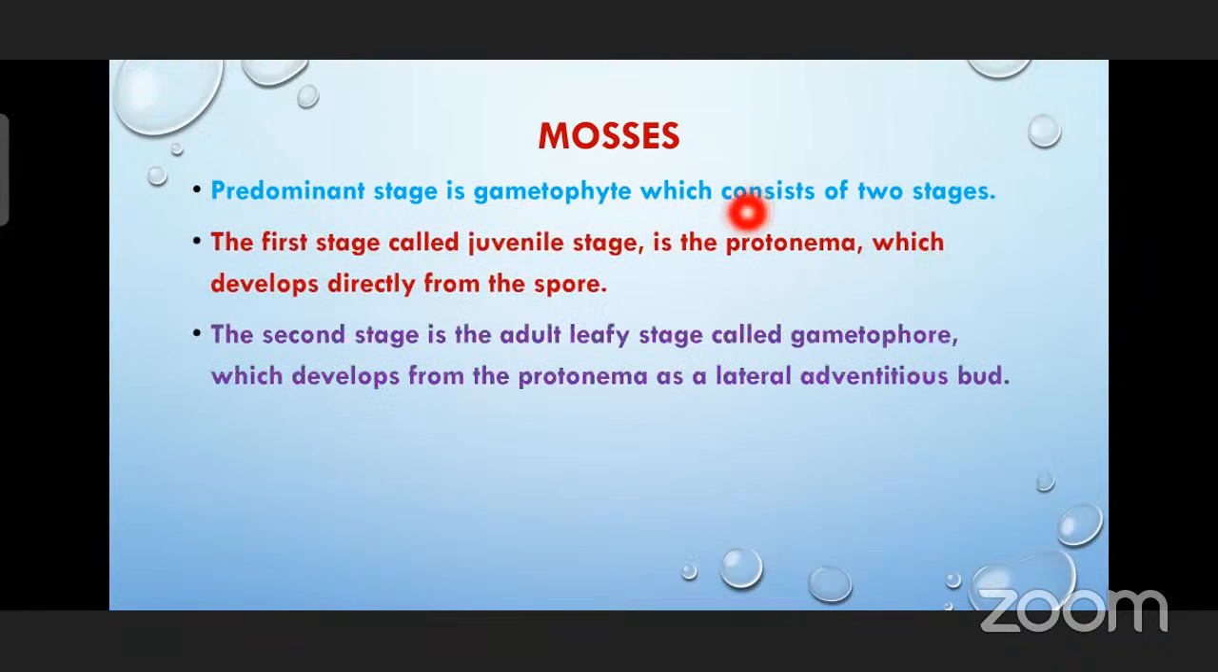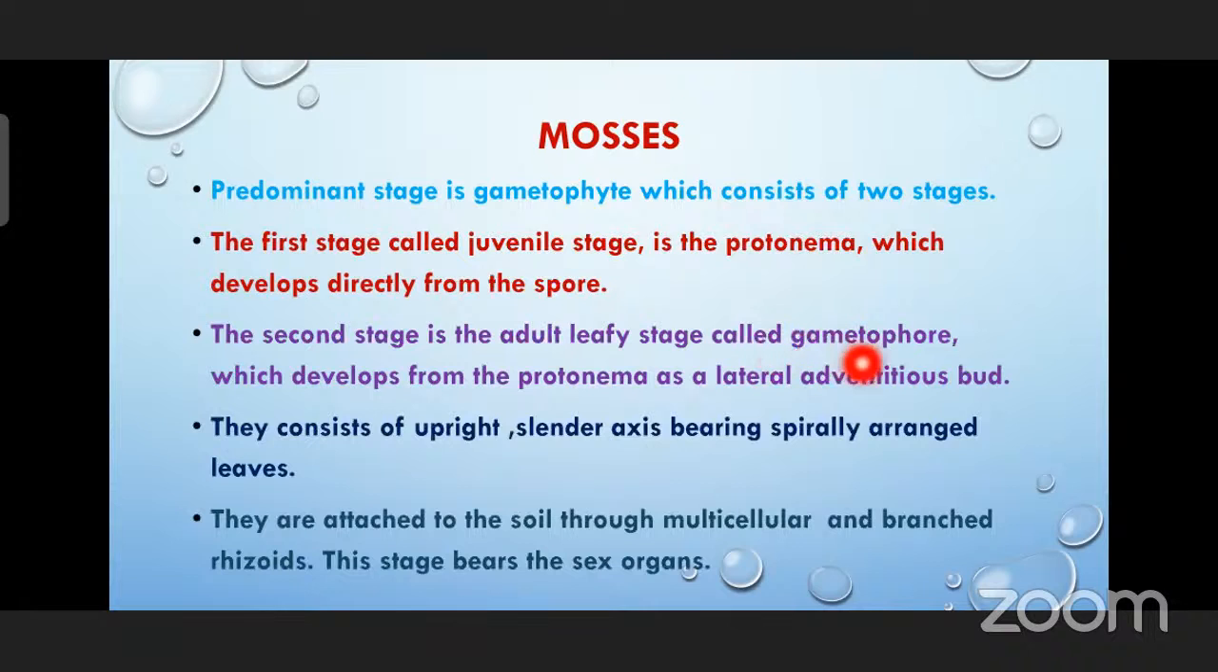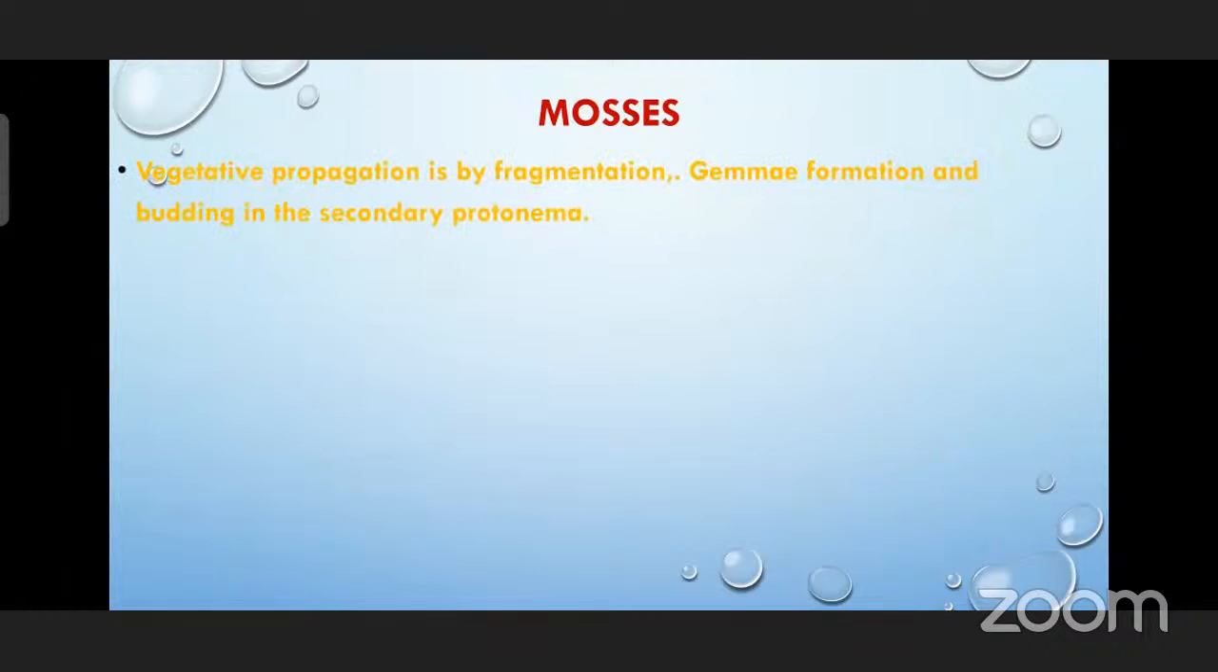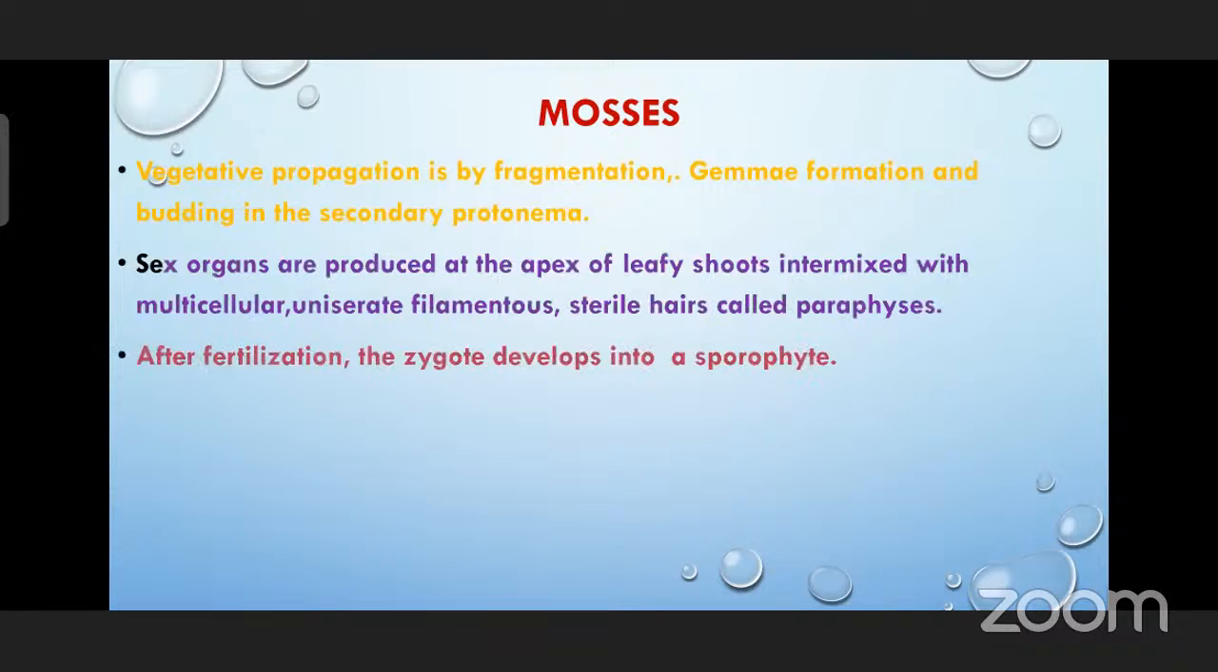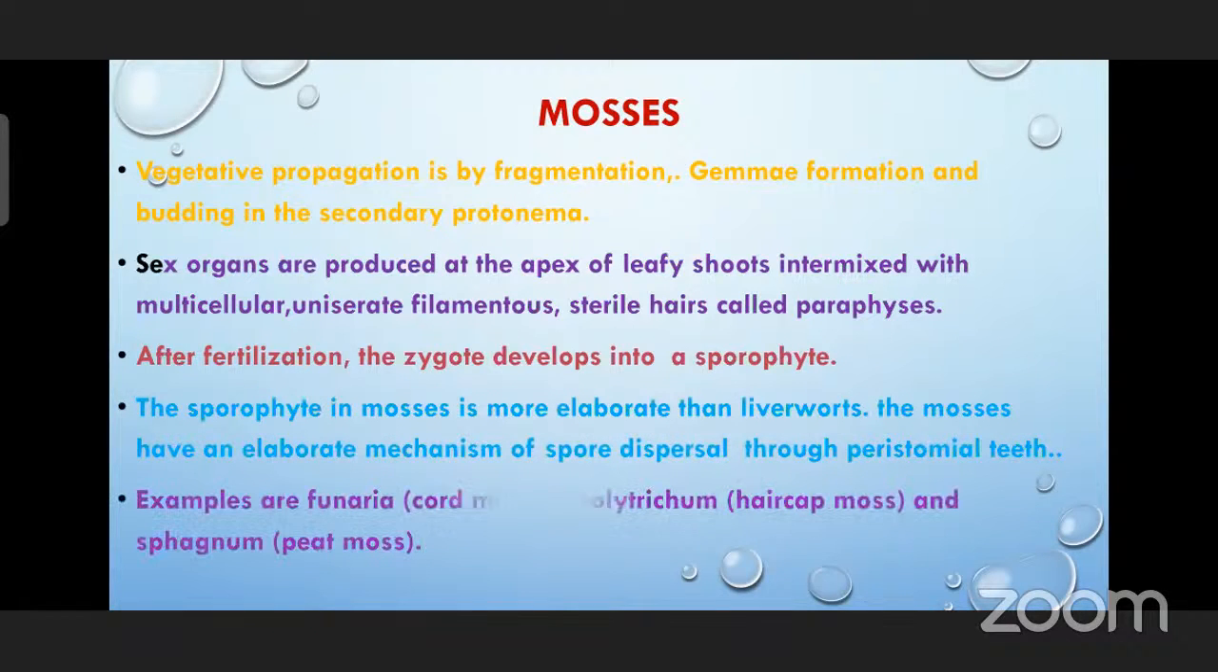Next, mosses will be having some change here. They are having the juvenile stage called protonema. When the spore is going to germinate, it becomes the protonema, which further develops into a gametophore. This gametophore will be having a leafy stage. Leafy stage means it will be having spirally arranged leaves clearly visible and a lateral adventitious bud. So here this protonema is going to become gametophore, and gametes are going to form. Gametes on fusion are going to become sporophyte. Sporophyte will release the spores which are haploid. So after fertilization, the zygote develops into a sporophyte and they are going to release the spores. Examples are Funaria, cord moss, Polytrichum, haircap moss, and Sphagnum.